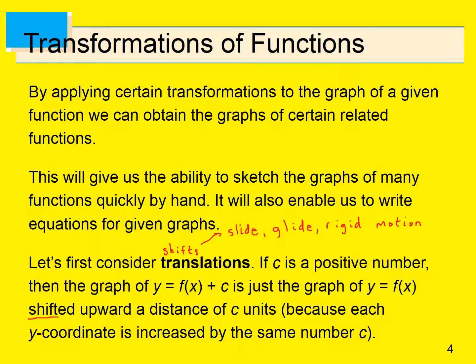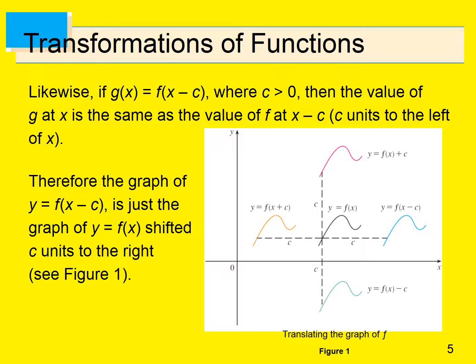So you add c and you shift upward a distance of c units because each y coordinate is increased by the same number c. Change all the y coordinates, you change the vertical components of each point, and therefore change the vertical component for the entire graph. Likewise, if g of x equals f of the quantity x minus c, where c is positive, then the value of g at x is the same as the value of f at x minus c. That is c units to the left of x.